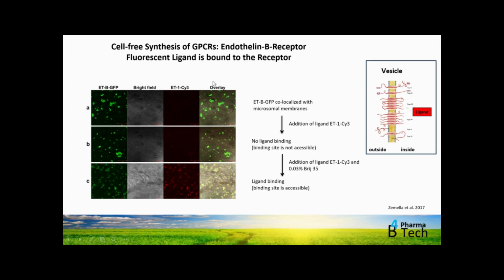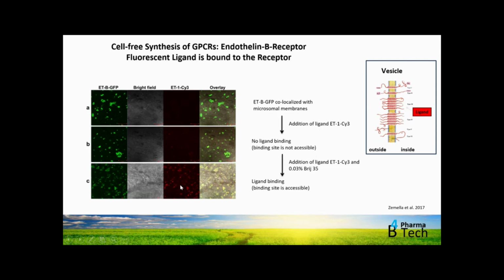On the left-hand side, you see a typical chip-based analysis of ligand binding to a G-protein coupled receptor. First of all, the left-hand column here is the endothelin B receptor, which is expressed in the vesicles and immobilized on the surface. In this column here, you see the fluorescently labeled ligand, which is Cy3-labeled endothelin 1. And initially, upon application of the ligand, you see no ligand binding. And this is the control experiment that clearly depicts that all of the GPCRs have one orientation. They show the typical orientation with the ligand binding site to the luminal part of these vesicles.